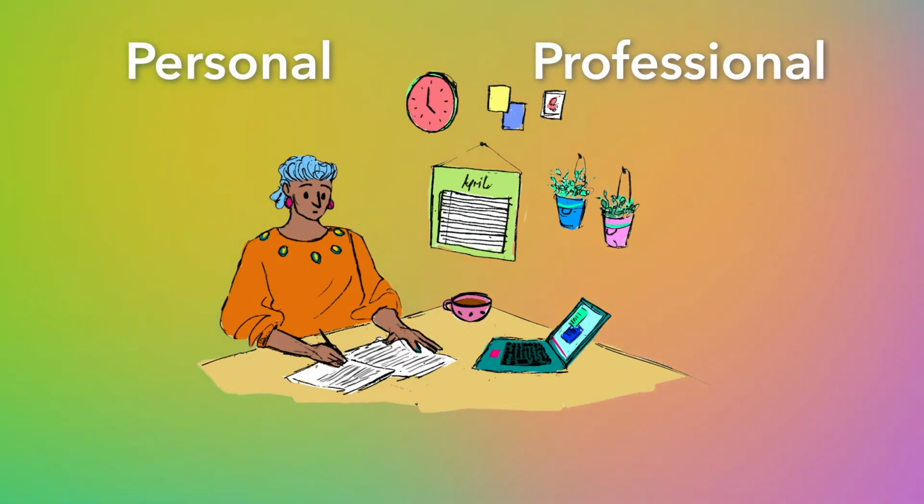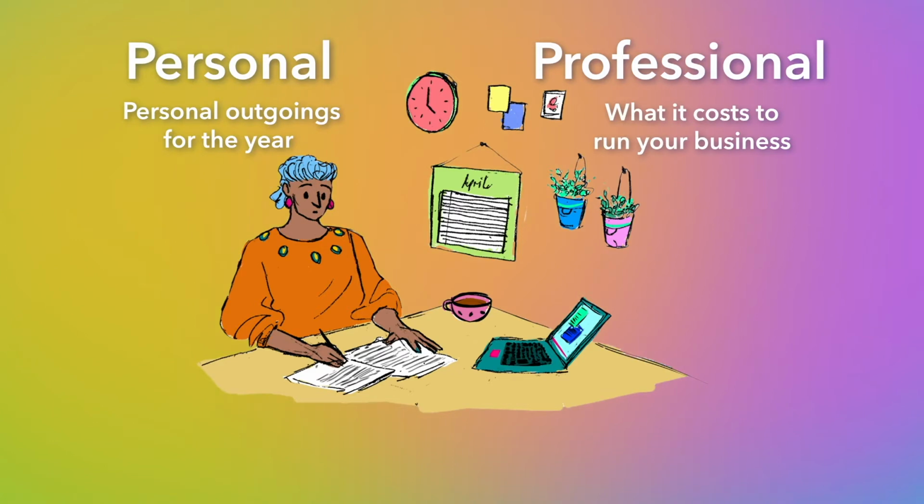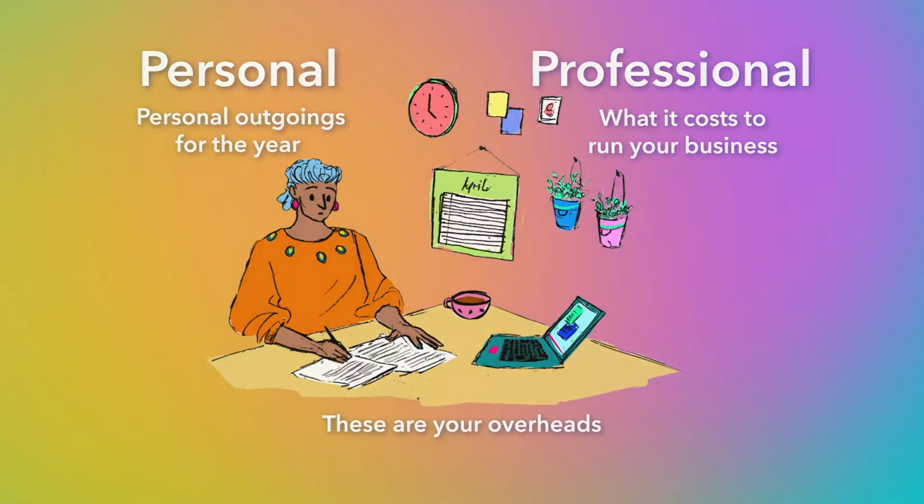Create two lists, personal and professional. The personal list will detail all of your personal outgoings for the year. The professional list will detail what it costs to run your business. These are your overheads. This list won't include other direct costs, such as materials or consumables. They will be dealt with separately. So let's discuss personal overheads first.